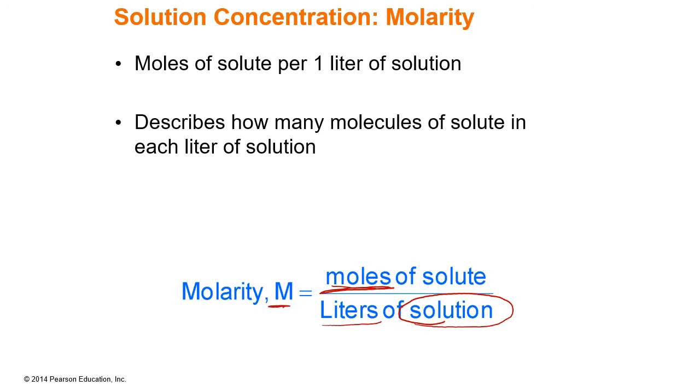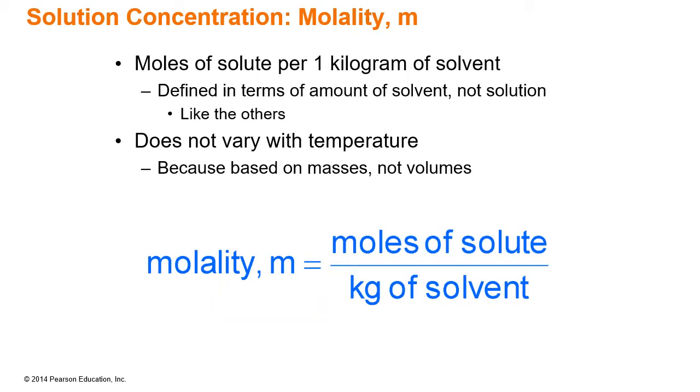We represent this as a capital M, and that capital M stands for moles over liters. A new type of concentration that you may not be as familiar with is molality. So for molality, we use moles of solute, but now we're dividing by kilograms of just the solvent. And the reason for this is because this concentration, molality, represented by a little m, does not vary with temperature.